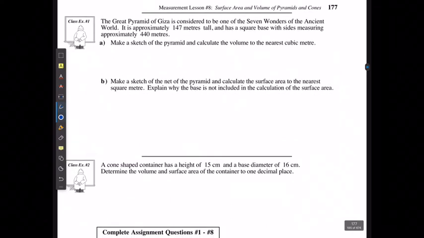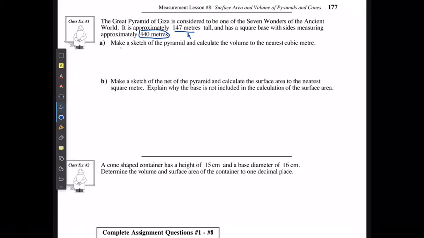So, putting this into practice, for example 1, the Great Pyramid of Giza is considered to be one of the 7 wonders of the ancient world. It is approximately 147 meters tall, which is its height, and has a square base with sides measuring 440 meters. Make a sketch of the pyramid and calculate the volume to the nearest cubic meter.